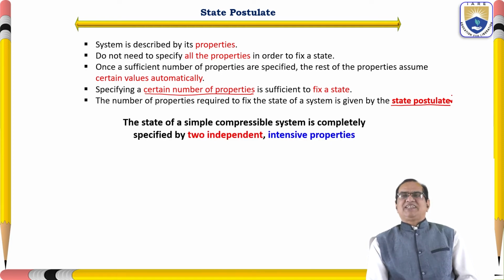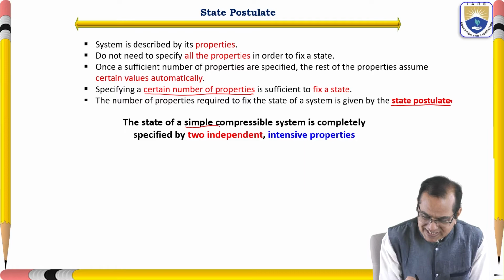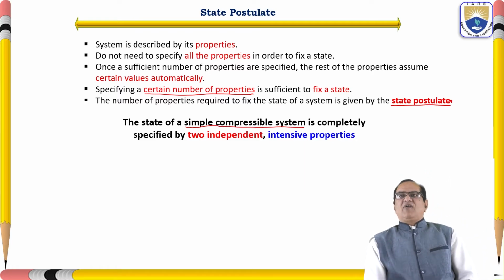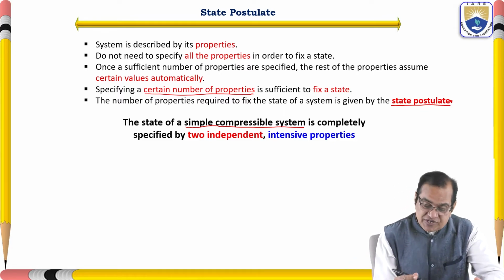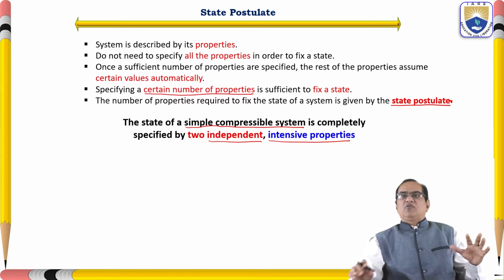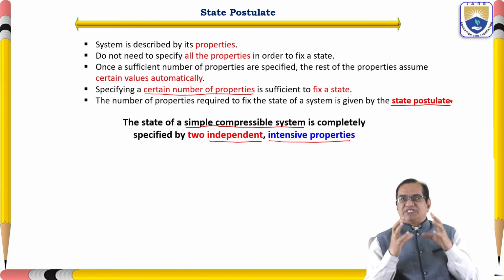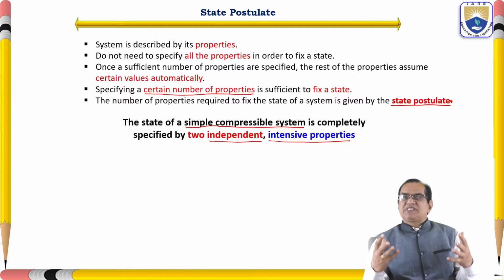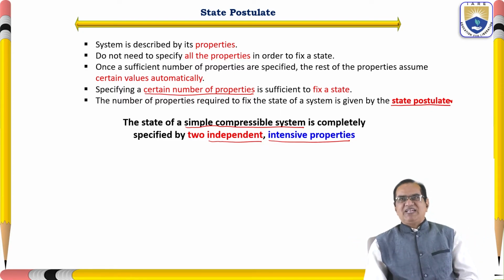By definition, the state of a simple compressible system, which I will discuss in my next slide, is completely specified by two independent intensive properties. About these properties, independent and intensive, I have discussed in my previous classes. A simple compressible system means one following the gas equations, and I will go into full detail in my next slide. The state of a simple compressible system is completely specified by two independent intensive properties.